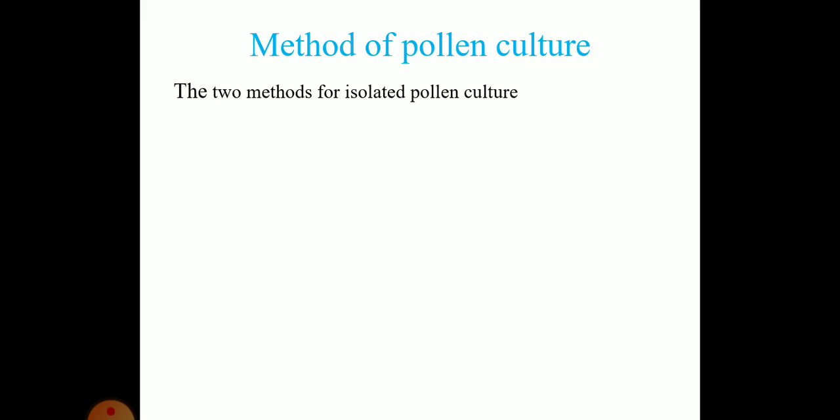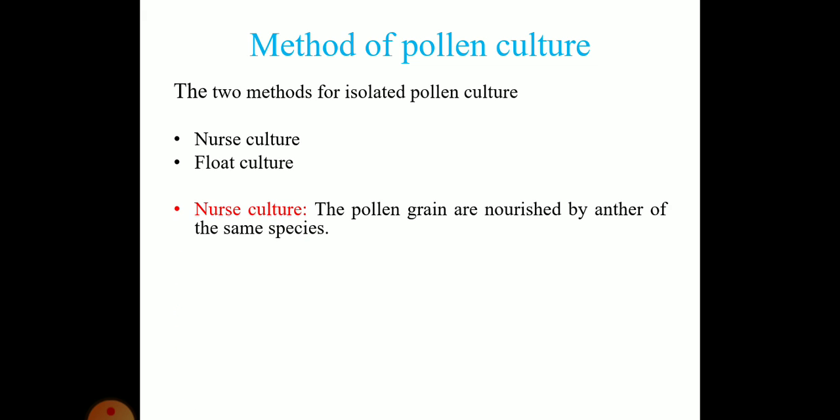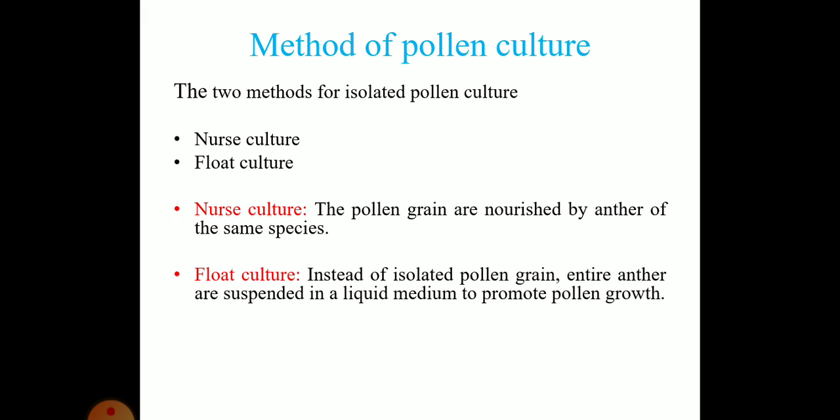Next, the types or methods of pollen culture. There are two common methods for pollen culture. The first one is the nurse culture and the second one is the float culture. In nurse culture, the pollen grains are nourished by an anther of the same species. This method was first described or developed by Sharp et al. in 1972.